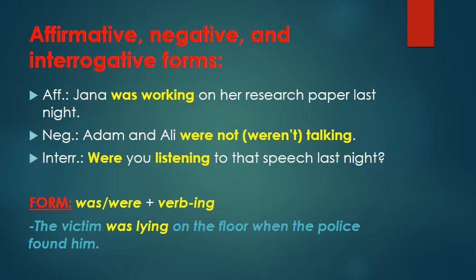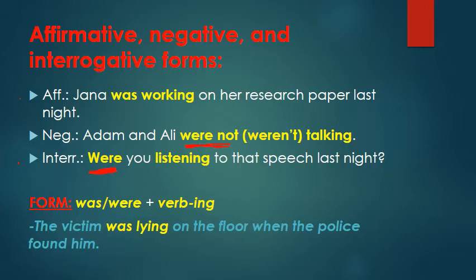Affirmative, Jenna was working on her research paper last night. Negative, Adam and Ali were not or weren't talking. Interrogative, were you listening to that speech last night? Notice in the interrogative we put the verb was or were at the beginning. Let me give you another example.